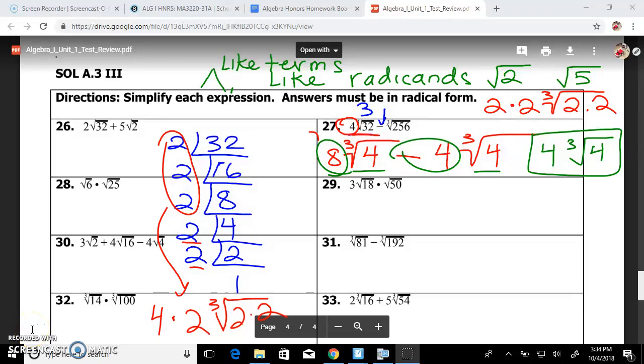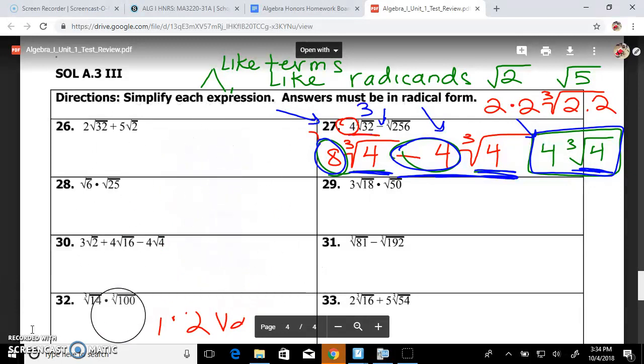So our video cut off last time, but if you were finishing up number 27, the cube root of 256 is going to be negative 4 cube root of 4. So they both have like radicands of cube root of 4, so our answer will have the cube root of 4, and then you just simplify the coefficients. 8 minus 4 leaves us with 4. So our final answer is 4 cube root of 4.